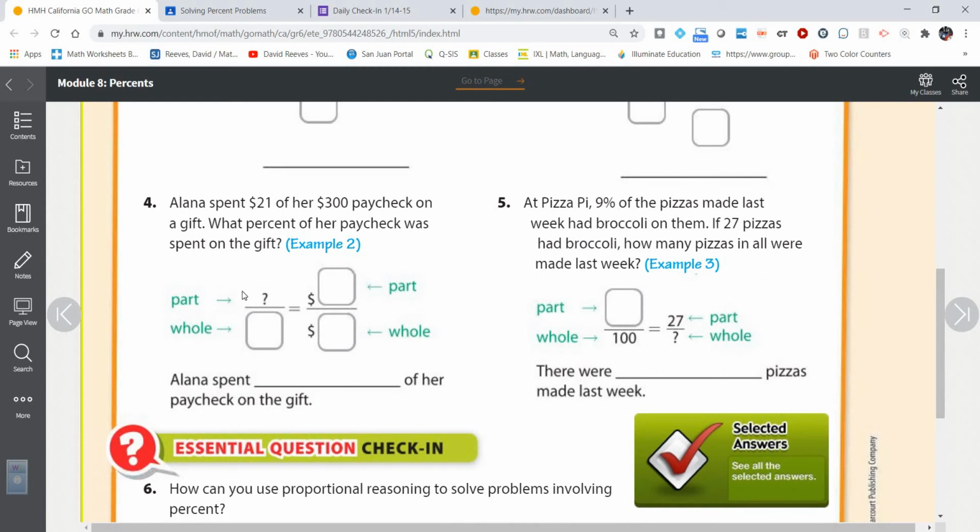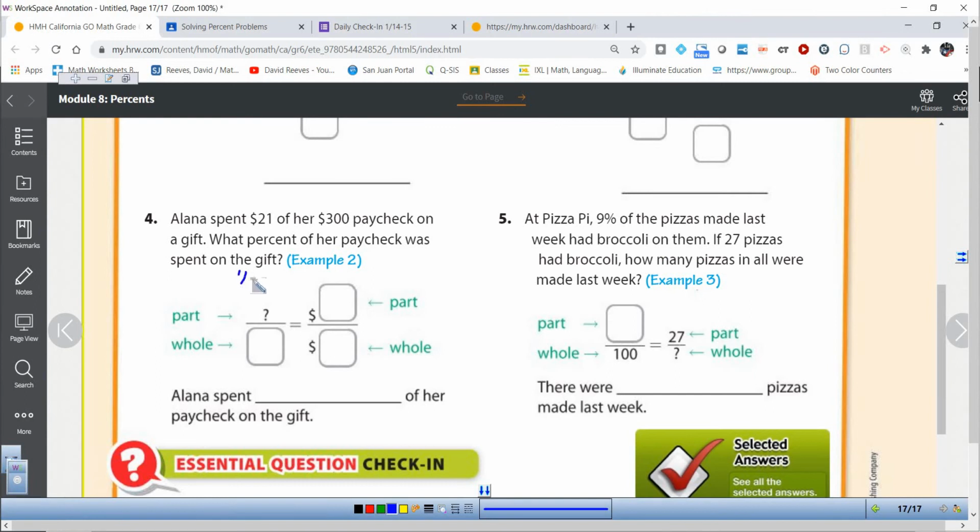This is the way we're going to be doing it. Part over whole equals part over whole. And we're going to have percent, and we're going to have quantity. The great thing about these problems is you're doing the same thing over and over again. So once you get this process down, you could do any problem you want.